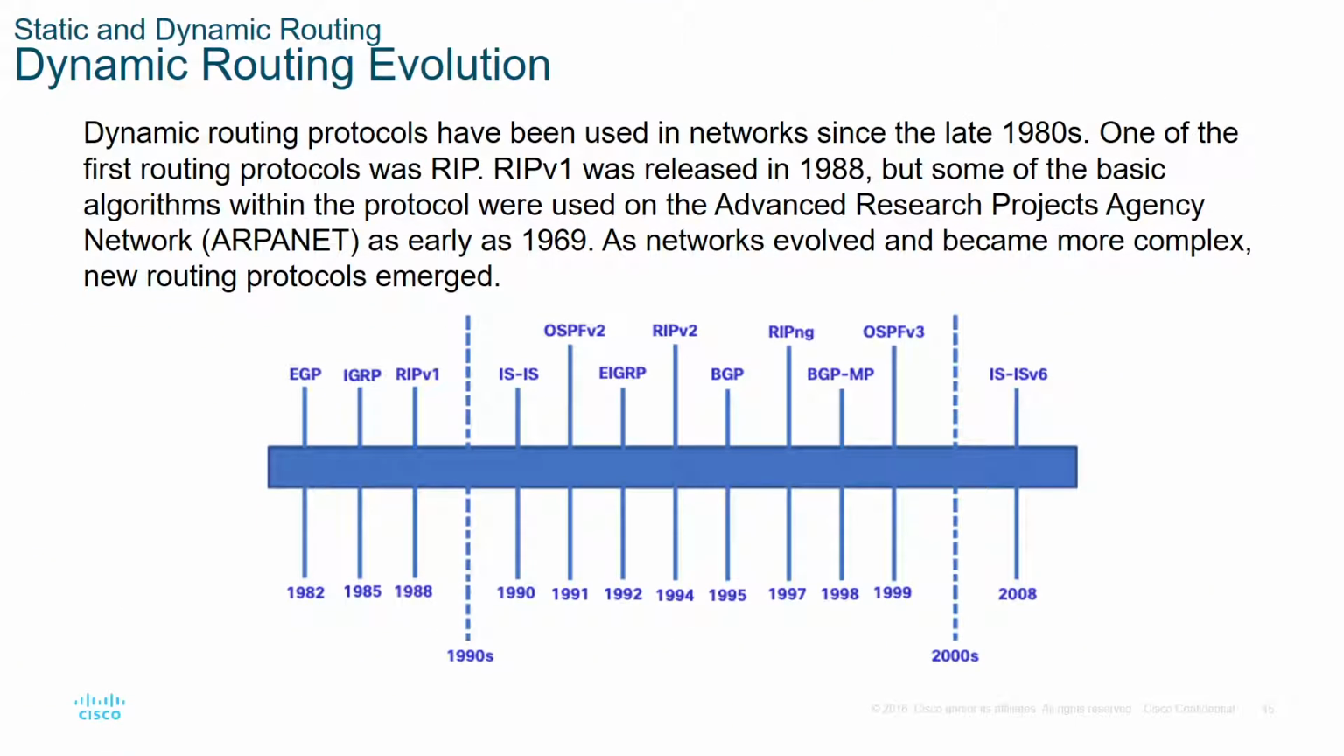Dynamic routing evolution. Dynamic routing protocols have been used in networks since the late 1980s. One of the first routing protocols was RIP. RIP version 1 was released in 1988. But some of the basic algorithms within the protocol were used on the Advanced Research Projects Agency Network, ARPANET, as early as 1969. As networks evolved and became more complex, new routing protocols emerged.